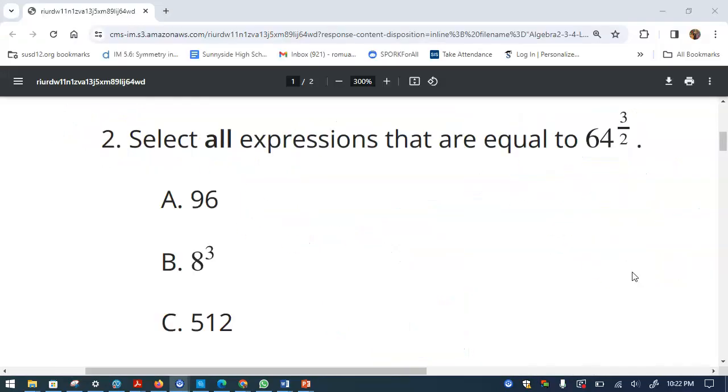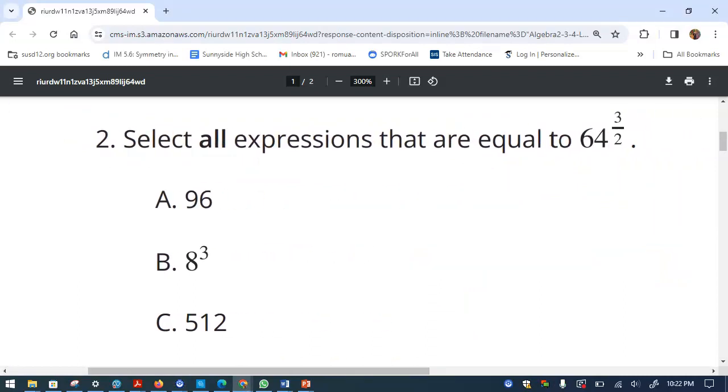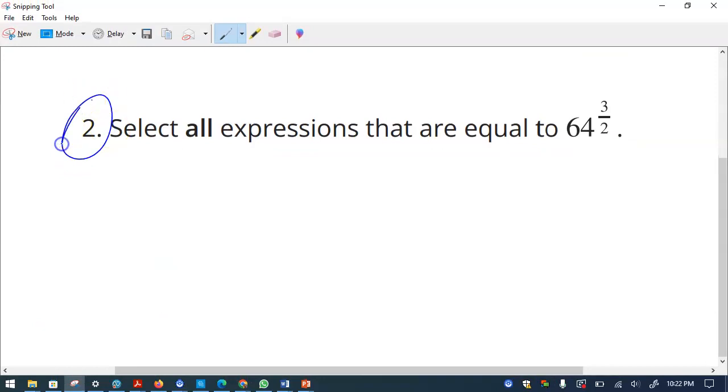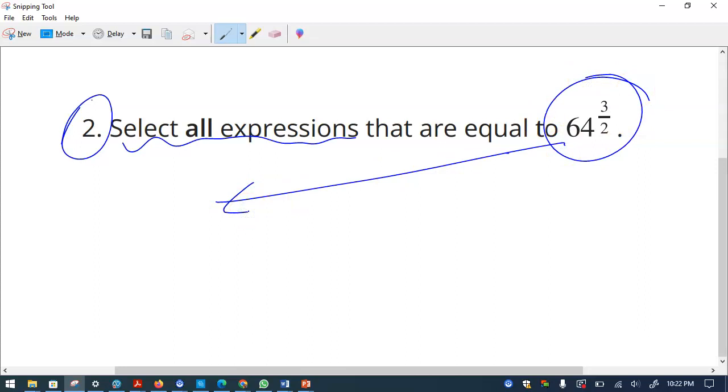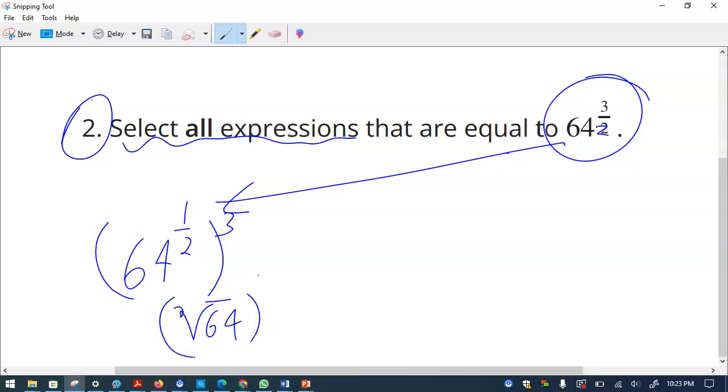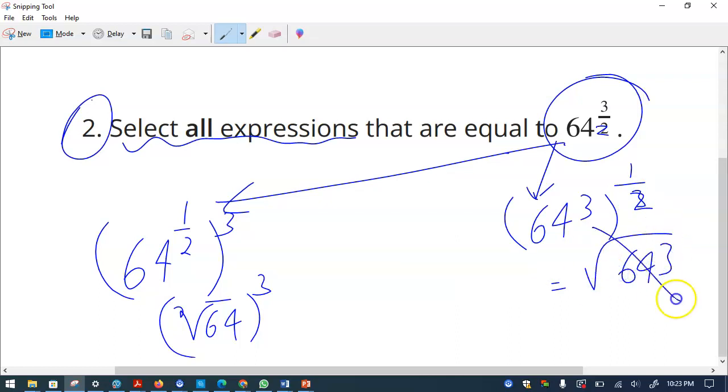Let's do the second. Okay, question number 2 is asking, select all the expressions that are equal to this. Now remember, one of the ways you can do it is, you just write 64 and the down is 2. You keep this half like this and write 3 outside, which is the square root of 64 raised to 3, or you could keep 64 raised to 3 outside and write 1 over 2. So that way this will be the square root of 64 raised to 3. Now this is too difficult.